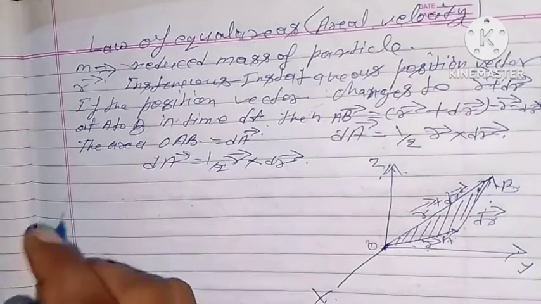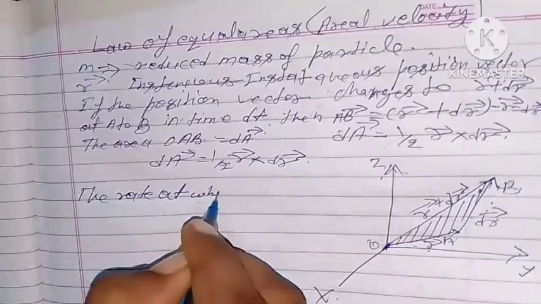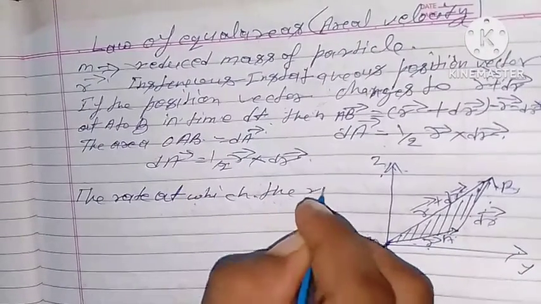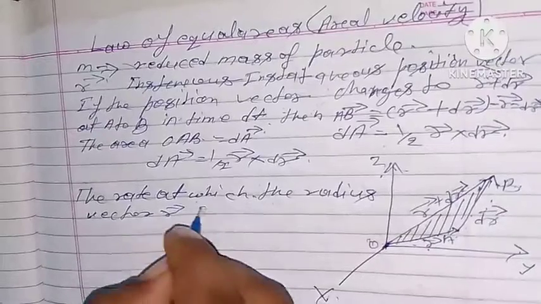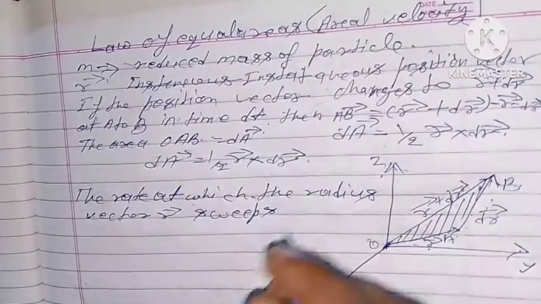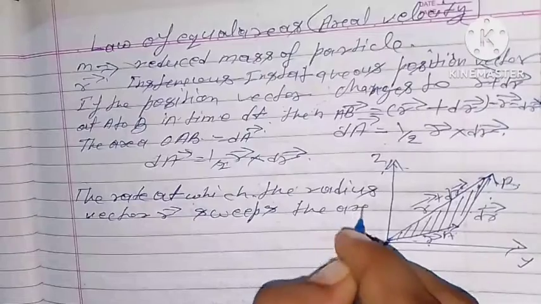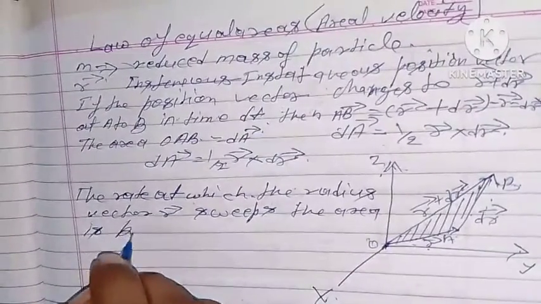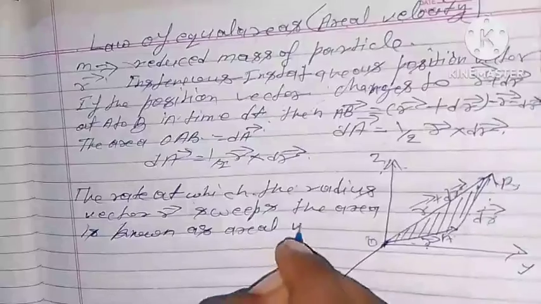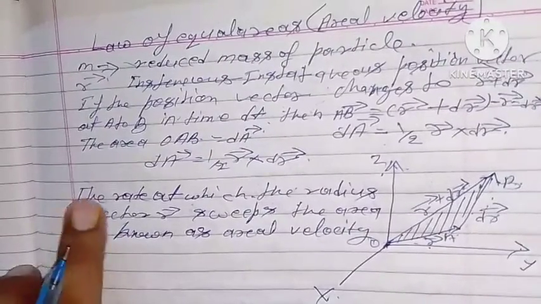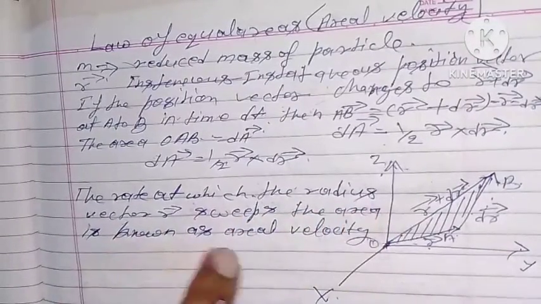The rate at which the radius vector r shifts the area is known as areal velocity.